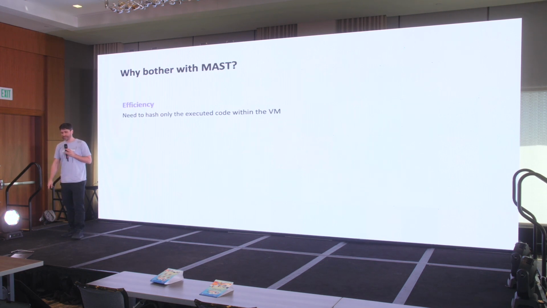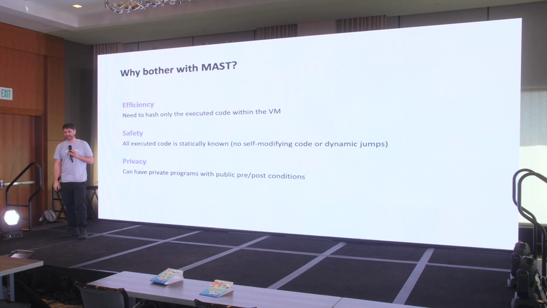Why do we want to have these Merkleized trees? As I said, it's way more efficient. We need to hash only the code that we really want to execute. This saves us gas, and for client-side proving it is way safer, so we know the hash of the program and always know which program we are going to execute. It also helps us with privacy, with having private programs that only have post and preconditions. I don't even need to know the program at the end as a verifier if I know the hash of the program.